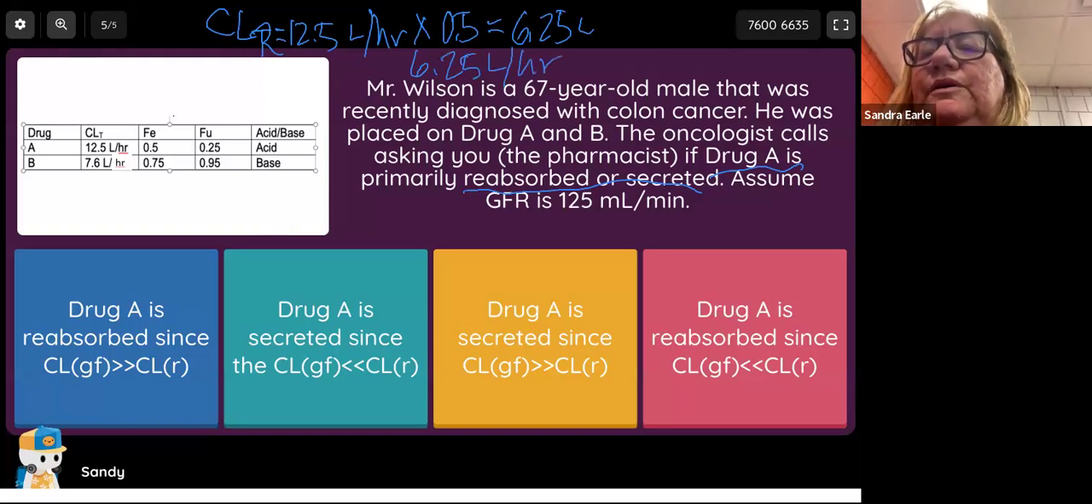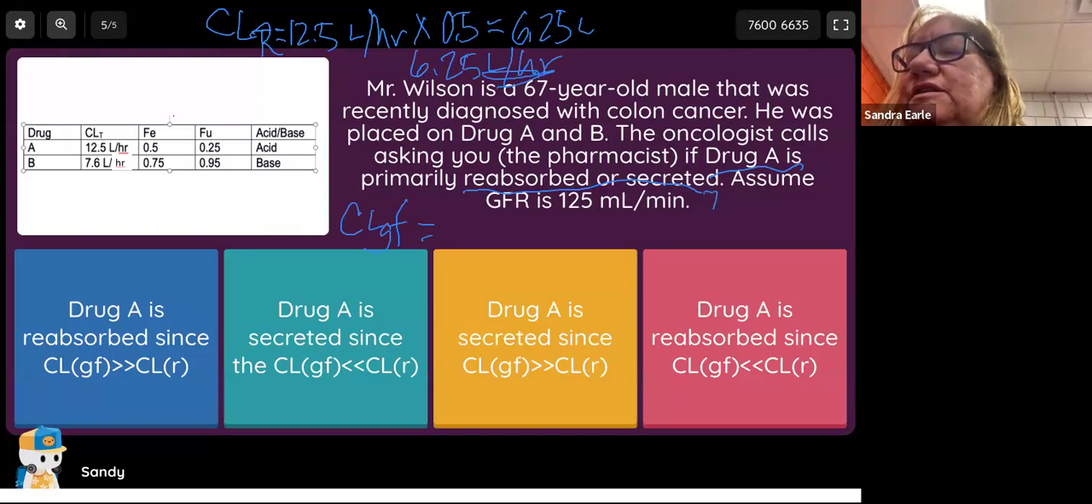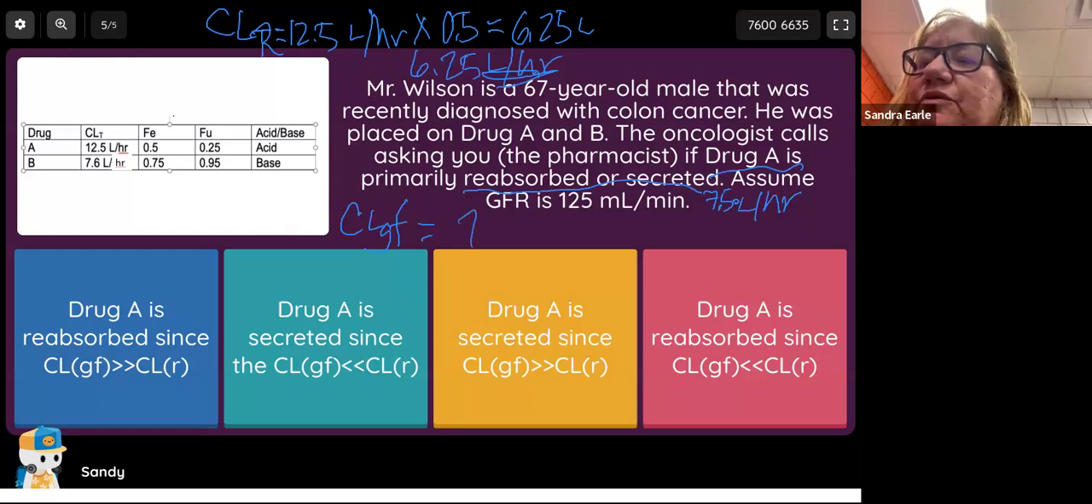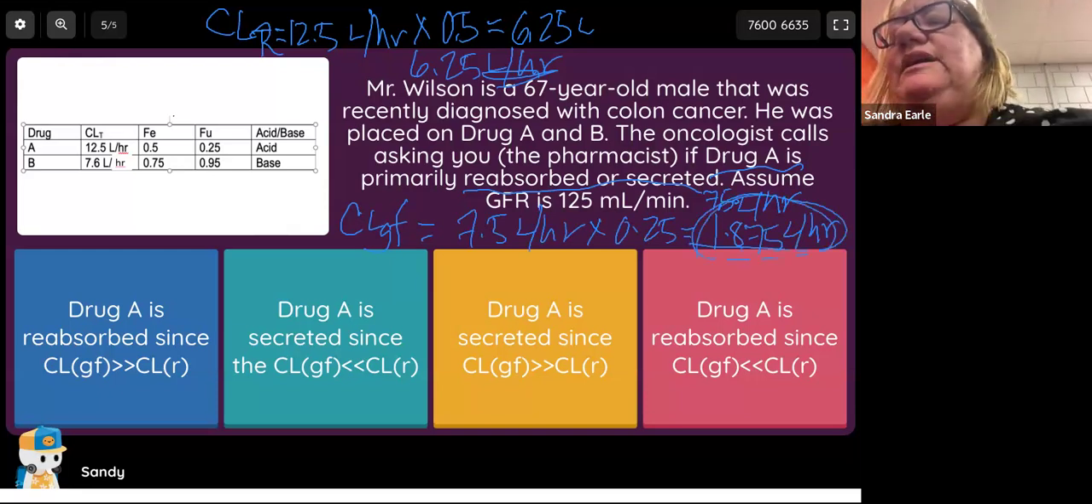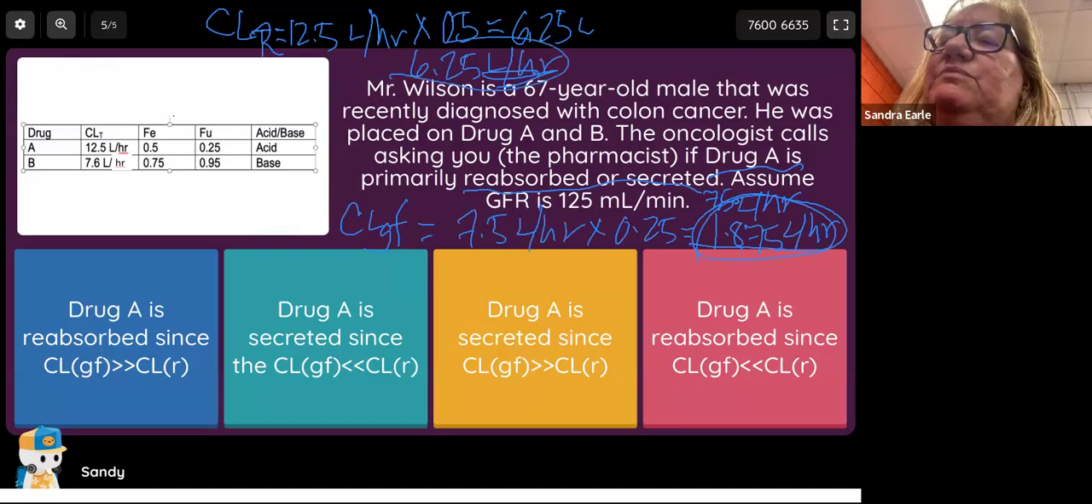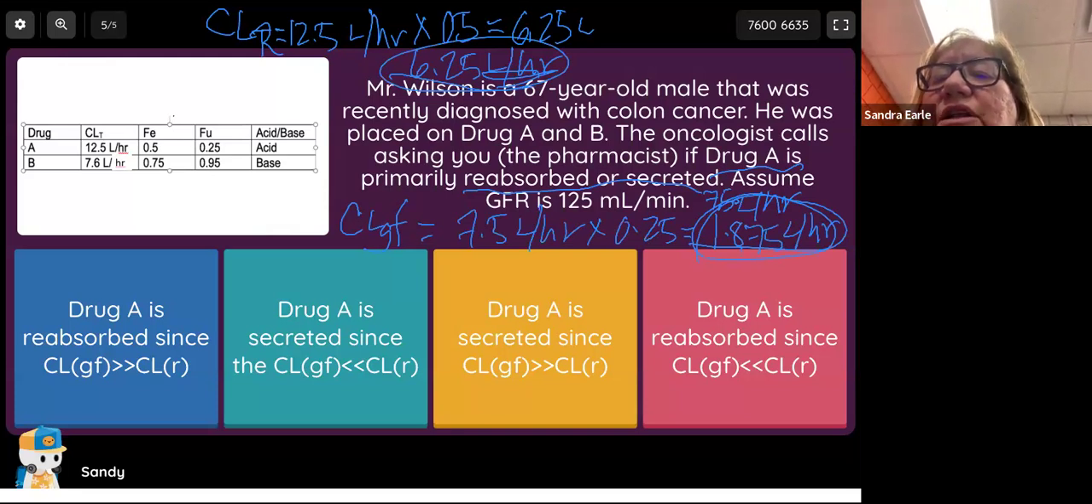And what about our glomerular filtration clearance? We have to compare them, don't we? So we're in liters per hour here. So we know GFR is 7.5 liters per hour. And we have to multiply that times the fraction unbound, which is 0.25 in this case. So it's going to be 1.875 liters per hour. So we have 1.875 liters per hour coming into the glomerulus and 6.25 going out in the urine. So we had to add drug, didn't we? So it's primarily secreted.